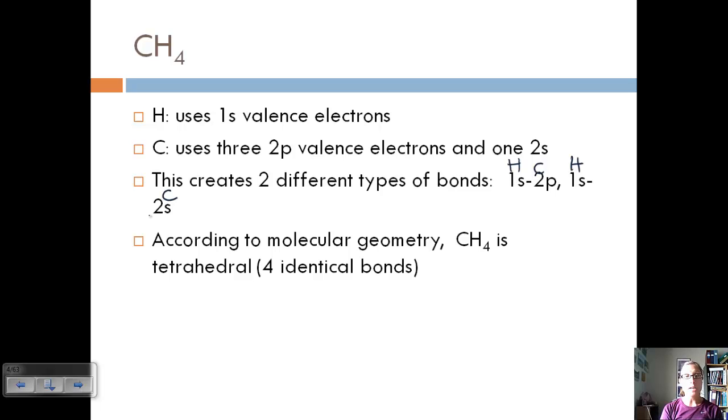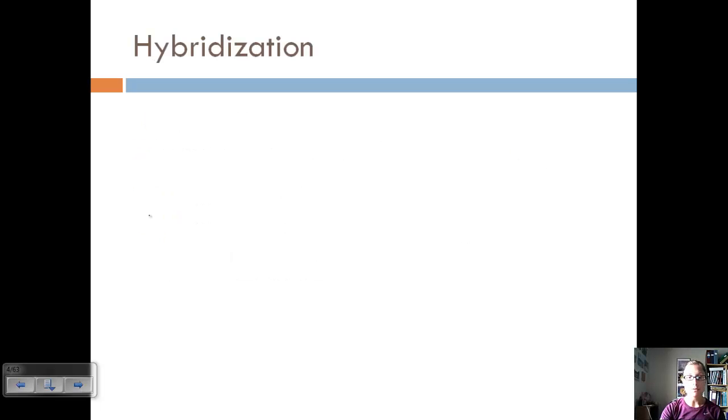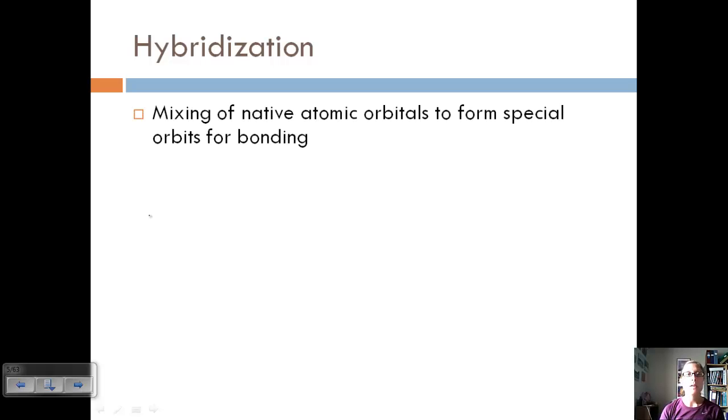But according to molecular geometry, CH4 is tetrahedral, which means it has 4 identical bonds because all 4 try to be as far apart from each other as possible, which gives it a tetrahedral shape. And so we have to reconcile the fact that we have these different types of bonds with the fact that when we do the geometry, they all appear to be identical. And that's where hybridization comes in. Hybridization is a mixing of native atomic orbitals to form these special orbitals for bonding. So we're making a hybrid. Oh, look, it's called hybridization.